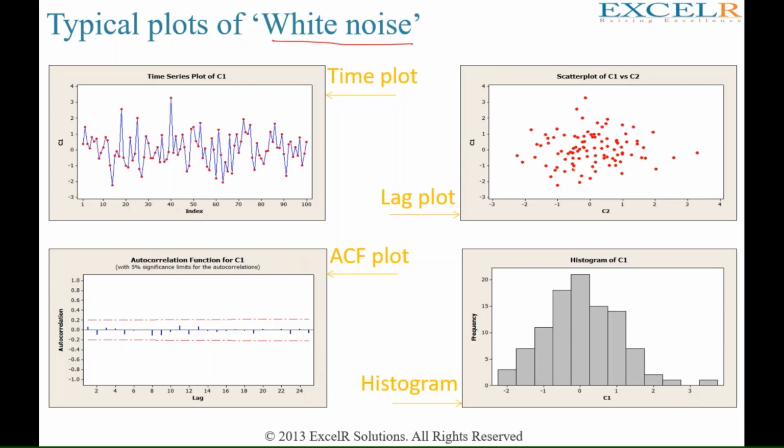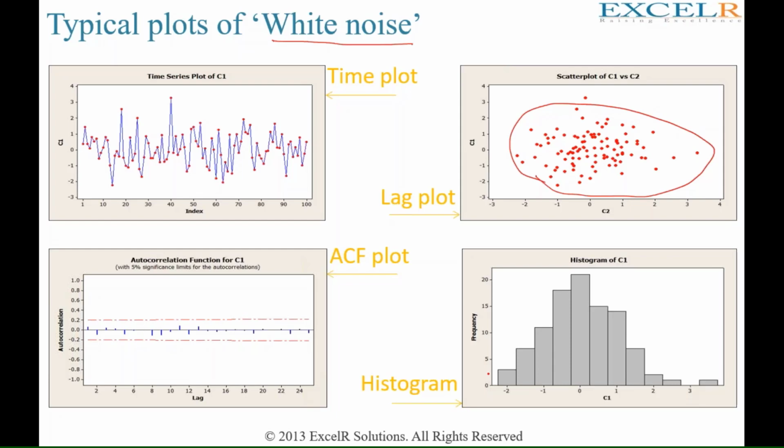When you do a lag plot, once again, there has to be a random pattern. There should not be any specific pattern associated with it. And then you have the ACF plot, or autocorrelation function plot. Here, none of your errors should be significant. We don't want errors to be significant. We want the lags to be significant for forecasting, but not errors.